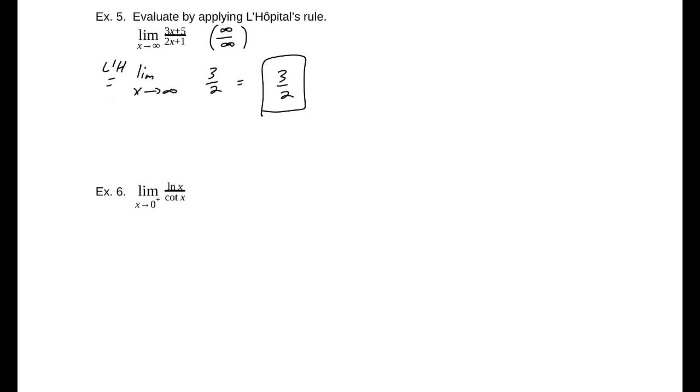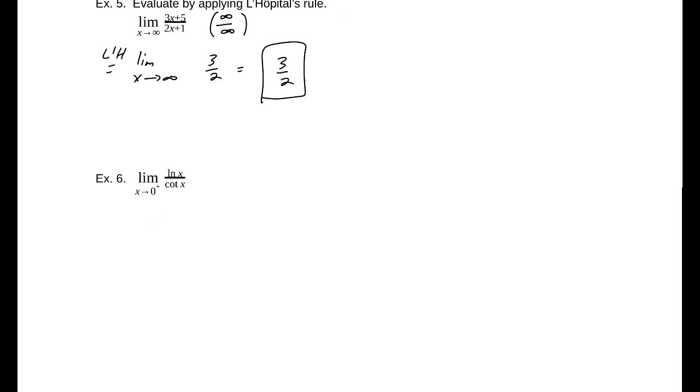All right, limit as x approaches 0 from the positive, from the right side, of natural log x over cotangent x. Well, the numerator is going to negative infinity. The denominator is going to positive infinity. Doesn't matter that they're different directions, it is an infinity over infinity case. So let's go ahead and apply L'Hopital's rule.